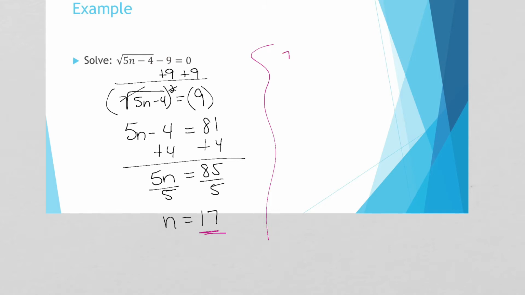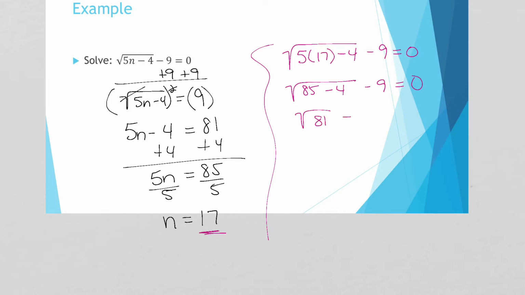All right, so I've got the square root of 5 times 17 minus 4 minus 9 equals 0. So I've got the square root of 85 minus 4 minus 9 equals 0. 85 minus 4 is 81. Square root of 81 is 9. 9 minus 9 is 0, so I've got 0 equals 0. That is a true statement, so we know that that is the correct answer.